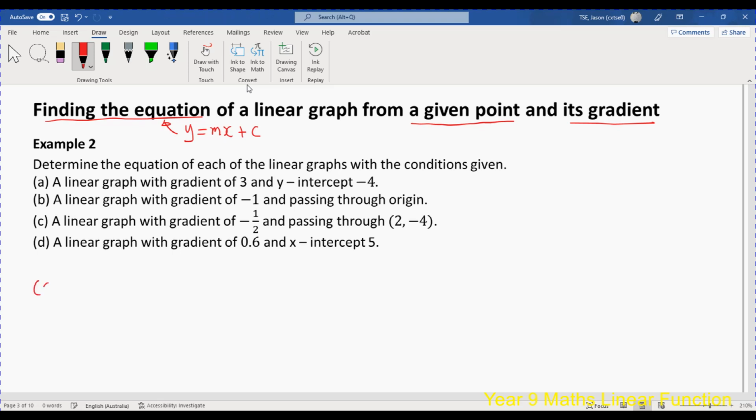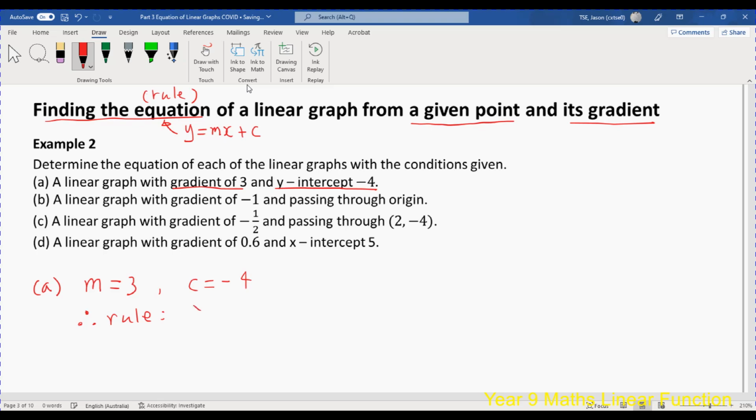All right, let's start. For part A, a linear graph with gradient of 3 and y-intercept -4. This one should be the easiest one. Why? Because you've been given the gradient and the point is just the y-intercept. If we know that -4 is the y-intercept, that means what? That means c equals -4. So the rule or the equation, okay, the rule and the equation, they are the same thing.